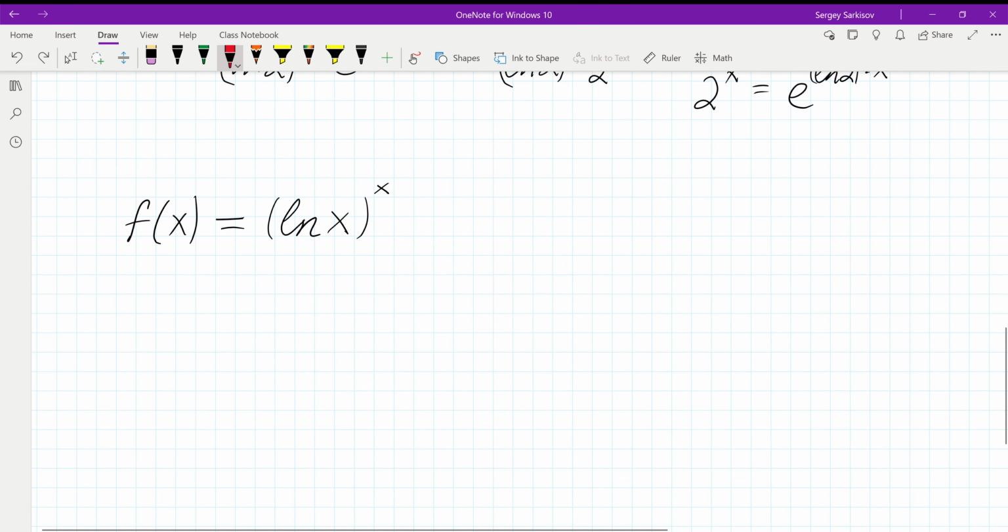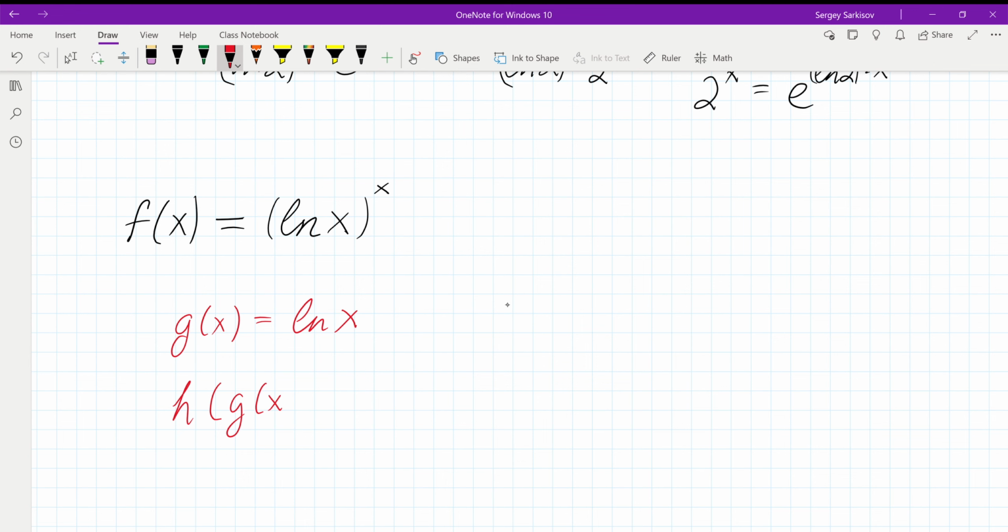Let's actually do this in red. Let me call g of x, let's make up a function, just the natural logarithm of x. Now, what function, let's call it h of x, do I need so that h of g of x gives me that f of x? I'm just interested, what is that h? Because then h and g may be simpler, and I can do chain rule. And that's the idea.